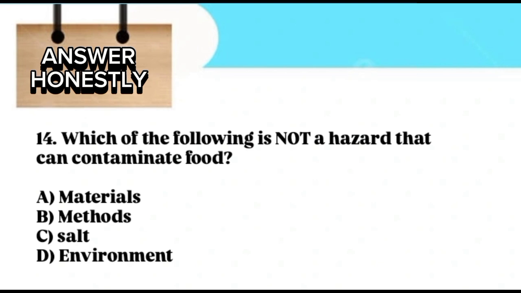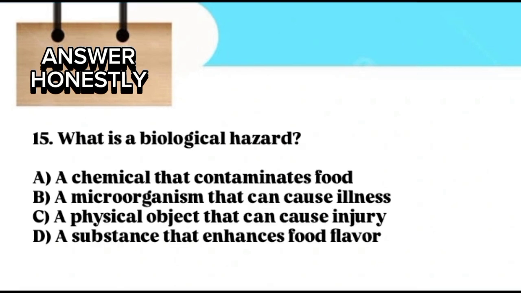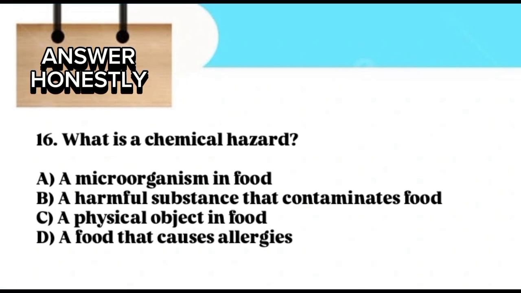Question 14. Which of the following is not a hazard that can contaminate food? A. Materials. B. Methods. C. Salt. Or D. Environment. Question number 15. What is a biological hazard? A. A chemical that contaminates food. B. A microorganism that can cause illness. C. A physical object that can cause injury. Or D. A substance that enhances food flavor. Question number 16. What is a chemical hazard? A. A microorganism in food. B. A harmful substance that contaminates food. C. A physical object in food. Or D. A food that causes allergies.